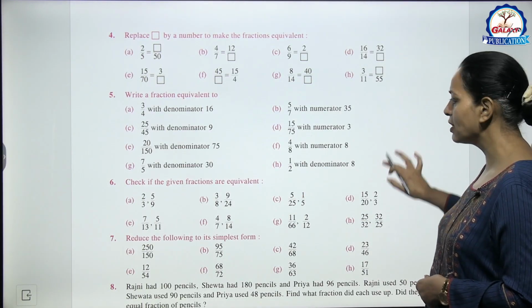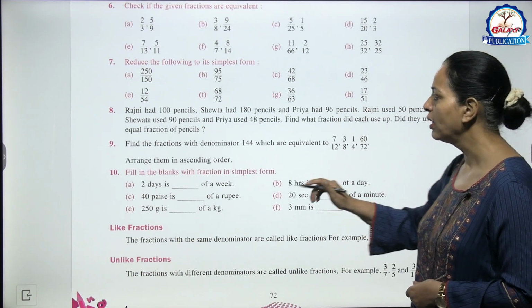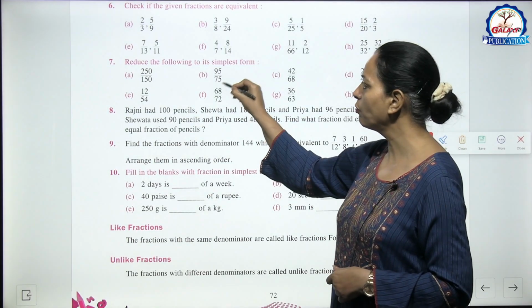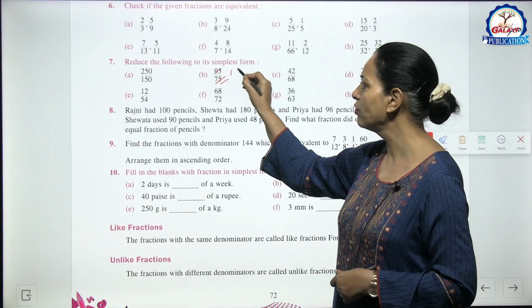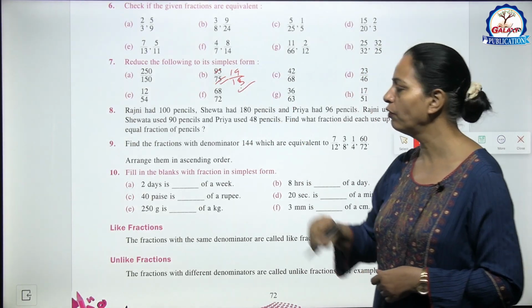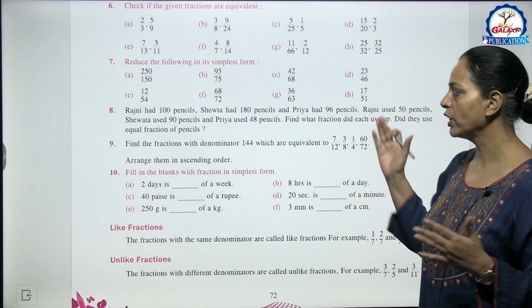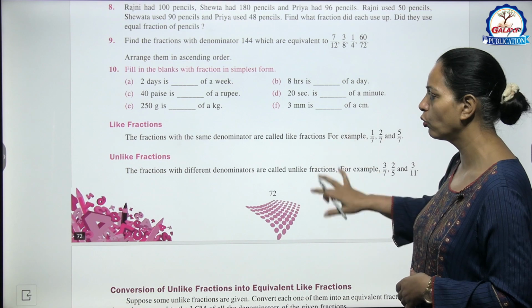Now question number 7, reduce the following to its simplest form. So B part 95 upon 75. Both the numbers are cancelled by 5. So cancelling by 5, you will get 19 upon 15. Similarly, you can try remaining parts. Now 8th, 9th and 10th question you can try on your own.